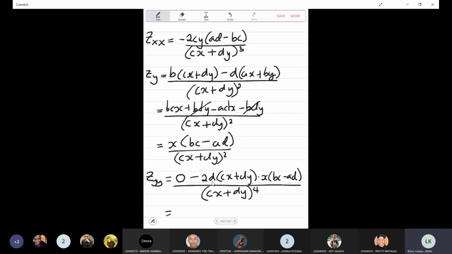And then in the numerator, we have minus 2DX times (BC minus AD) over (CX plus DY) to the power of 3. So this is minus 2DX(BC minus AD) over (CX plus DY) to the power of 3. Okay, which is what we were asked to work out.